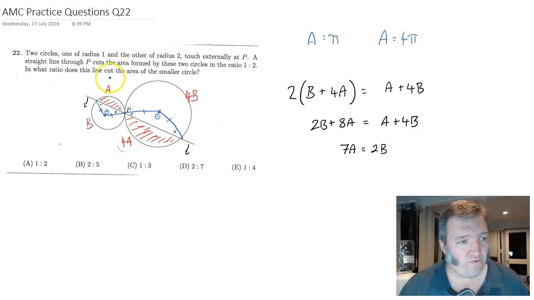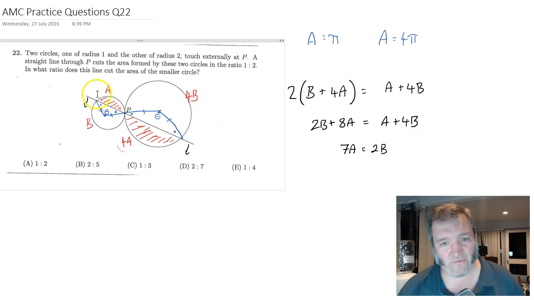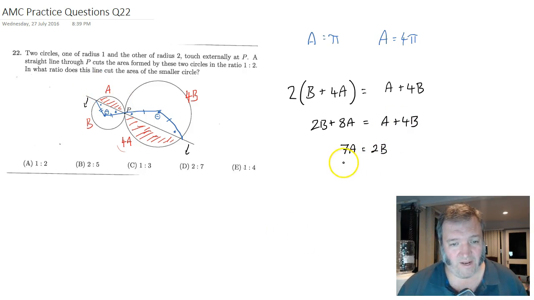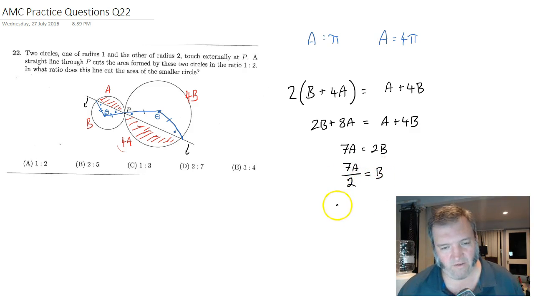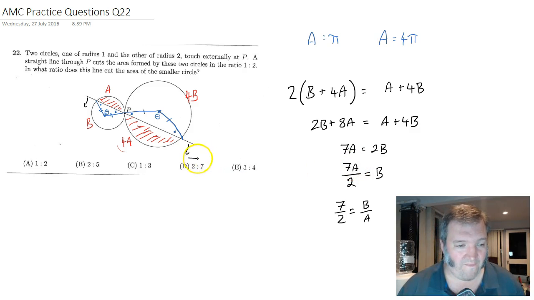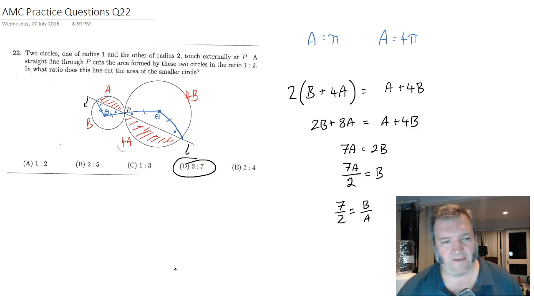Okay, what are we trying to find? What ratio does the line cut the area of the small circle? I really want to find B is to A or A is to B, whichever way you want to find it. If we do that here, 7A over 2 is equal to B. And of course, if I want to get that as B over A, it's just as easy. 7 over 2 is equal to B over A. So the ratio of B divided by A is 7 divided by 2. If I wanted to write it the other way, A is to B is 2 is to 7. That would be the ratio of the areas. So that gives me the answer D.